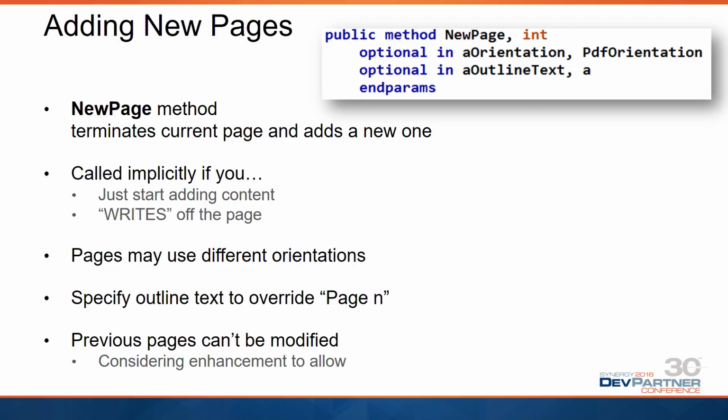Adding new pages, you call the new page method. It will default to whatever the default orientation is when you created the document, or you can override it and say add a landscape page. And you can specify the outline text for that page currently on the new page method.